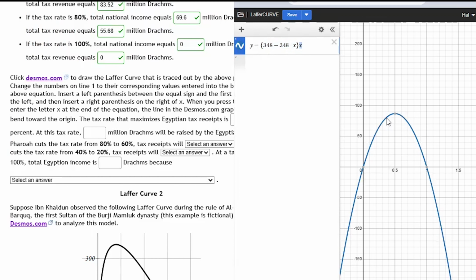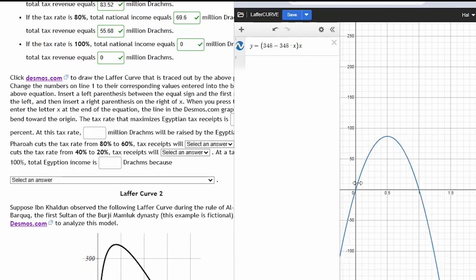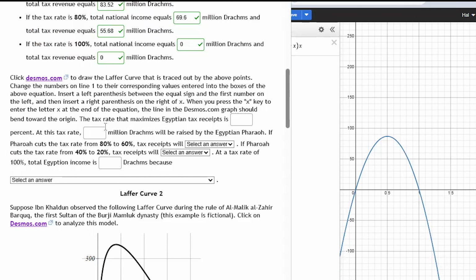It rises, peaks, and falls. And you can think of this as the thing that Art Laffer drew on that napkin in that restaurant. The tax rate that maximizes Egyptian tax receipts, well, that's at the peak here, right?